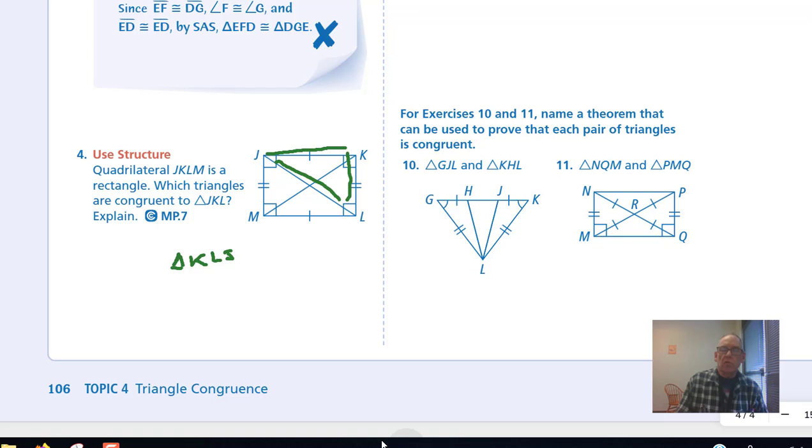And I can't really think of any other ones that would be going on this time anyway. If we look at the second part of the question, they're talking about this part right here. They're talking about this triangle right here. And which triangles are congruent to JKL? Sort of looks like JKL goes with LMK.